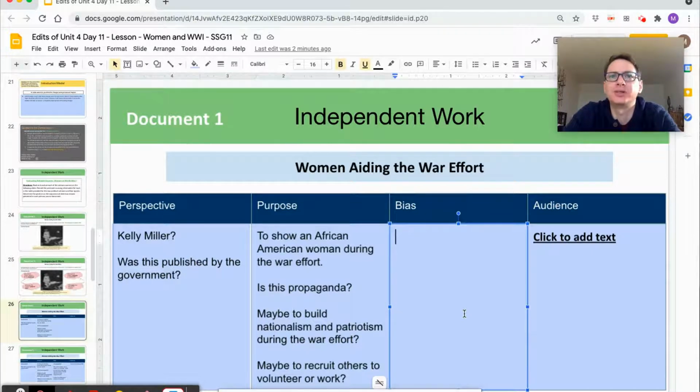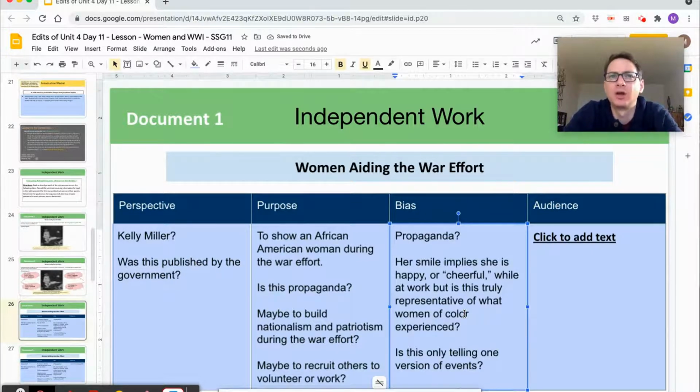My big question is: is this photograph propaganda? Her smile and the title imply that she is happily doing this work for the war effort, but does this accurately reflect the experiences of women of color? Based on what I learned from the text and video from earlier, I know that women, especially women of color, definitely faced racism, prejudice, and abuse. Now, I don't know if this woman in particular faced any of these, but we do know that many women did. If this source is only informing us of one version of events, that's usually a red flag for bias.